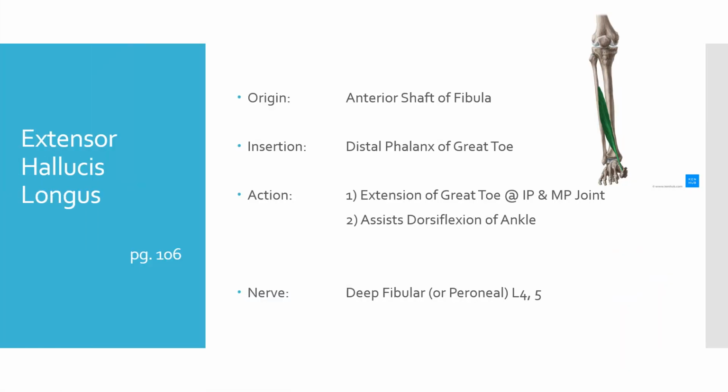Extensor hallucis longus. The origin is the anterior shaft of the fibula. The insertion is the distal phalanx of great toe. Two actions include extension of great toe at IP and MP joints. It also assists in dorsiflexion of the ankle. The nerve is deep fibular or peroneal, L4 and 5.